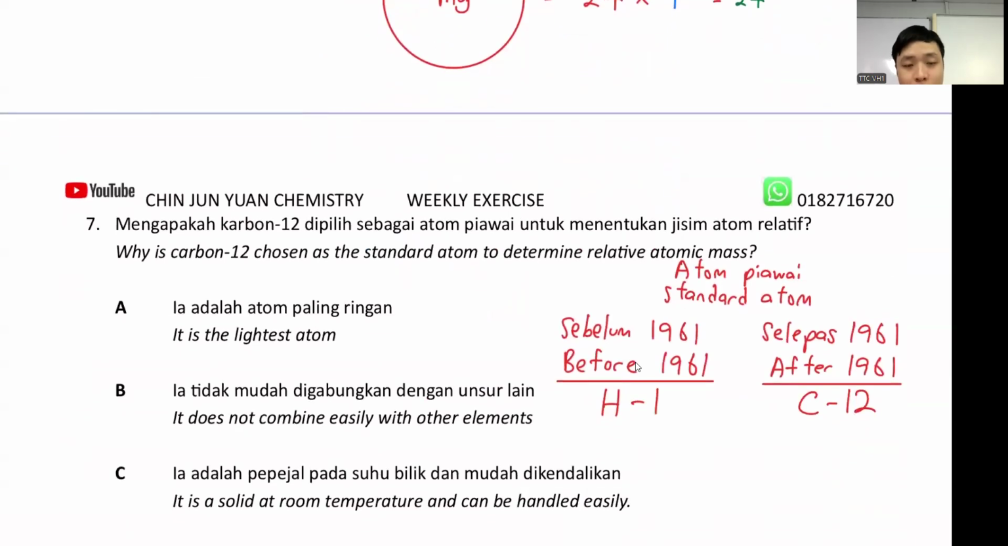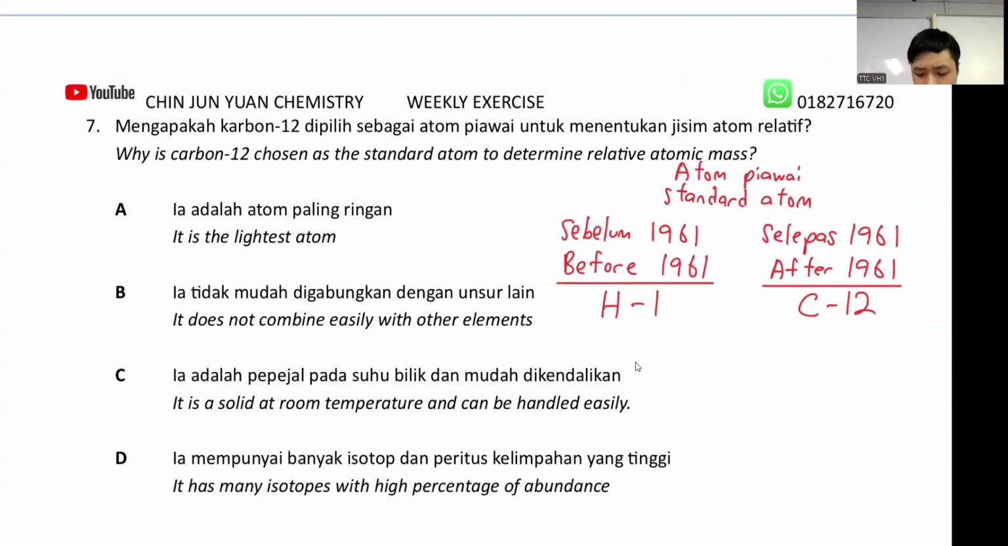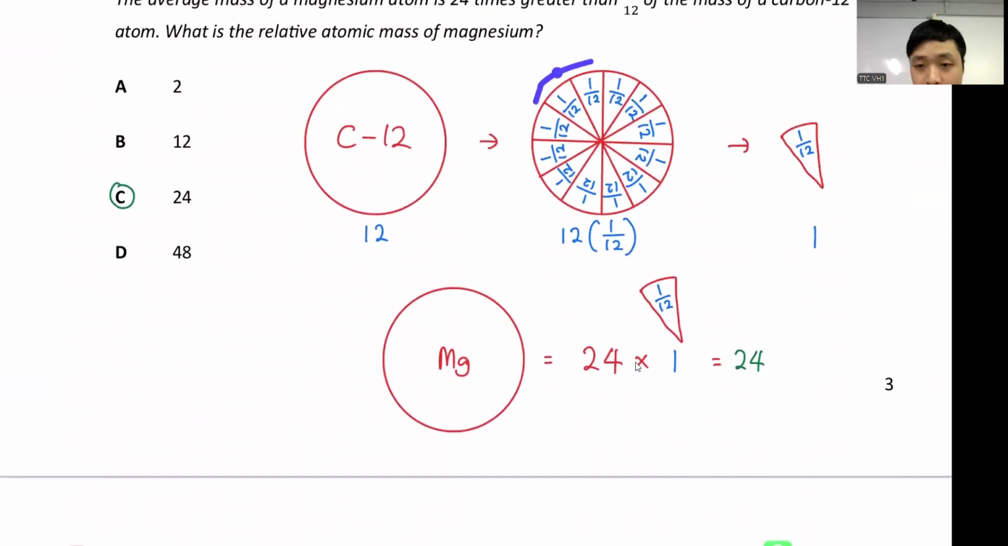And then question 7. Why is carbon-12 used as the standard atom to determine relative atomic mass? In this case, before 1961, scientists used hydrogen-1 as the standard atom to compare the mass with other elements, like helium and a lot of other gases and elements. But after 1961, they found that carbon-12 is the best choice to compare, just like how I compared just now, using carbon-12 to compare with the mass of other types of atoms.